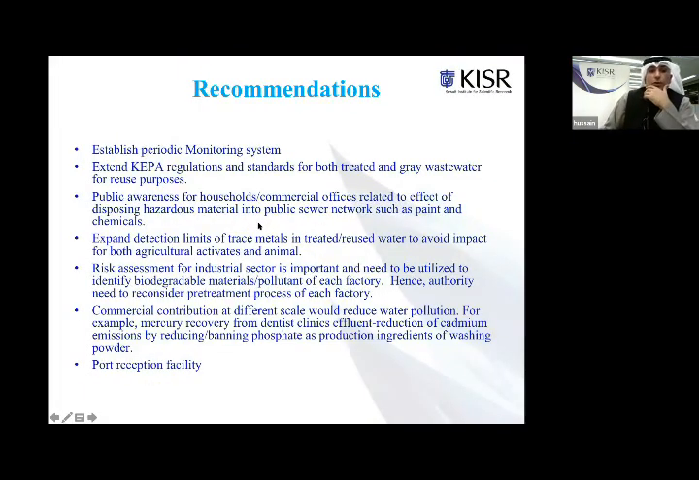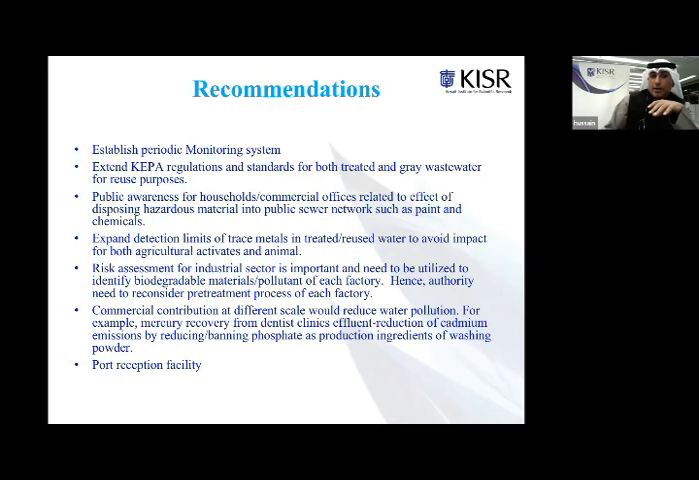the recommendations are to establish a periodic monitoring system, extend KEPA regulations and standards for both treated and grey wastewater for reuse purposes, and raise public awareness for households, commercial offices related to the effect of disposing hazardous material into public sewer networks, such as paint and chemicals. Expand detection limits of trace metals in treated and reused water for both agricultural activities and animal activities. Risk assessment for the industrial sector.